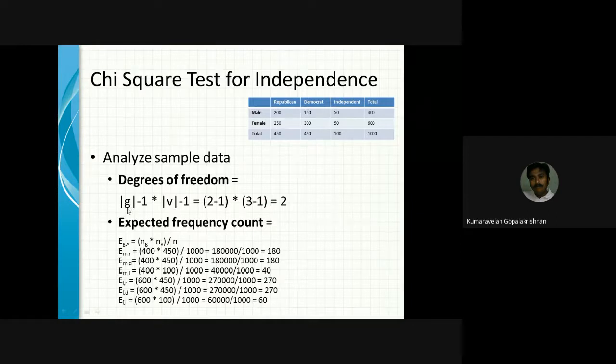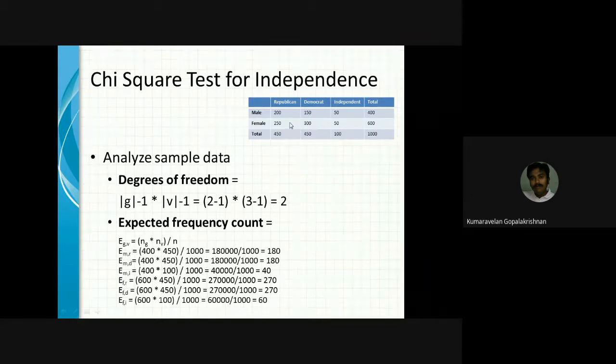So what is G? Two rows of information are there, male and female, so 2 minus 1. And V, how many? 3: Republican, Democrat, and Independent, so 3 minus 1. That is 1 into 2, and the answer is 2. So my degree of freedom with respect to this data set is 2. And these are all my observed values.